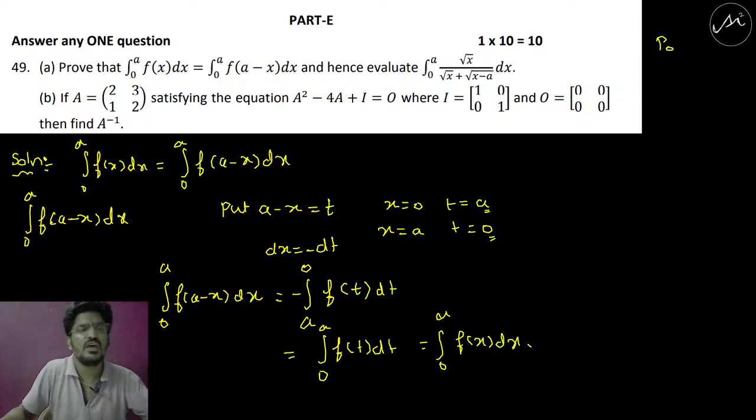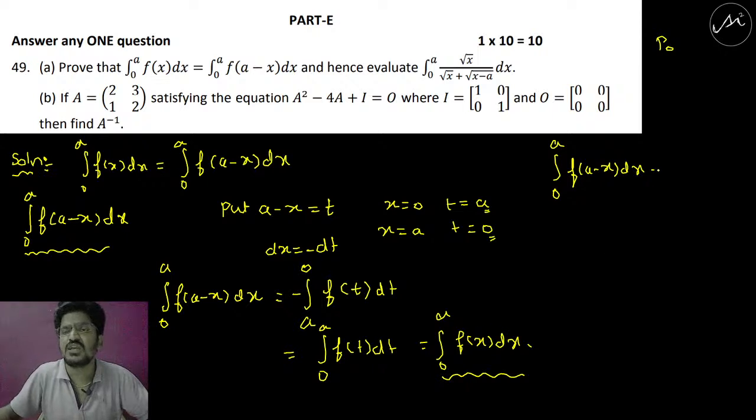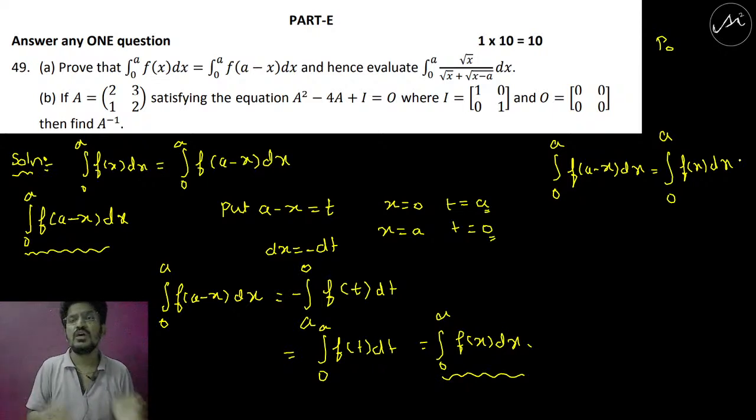So see here, we started with integration from 0 to a of f of a minus x dx. We concluded it is equal to integration from 0 to a of f of x dx. Okay, now we have solved our property.